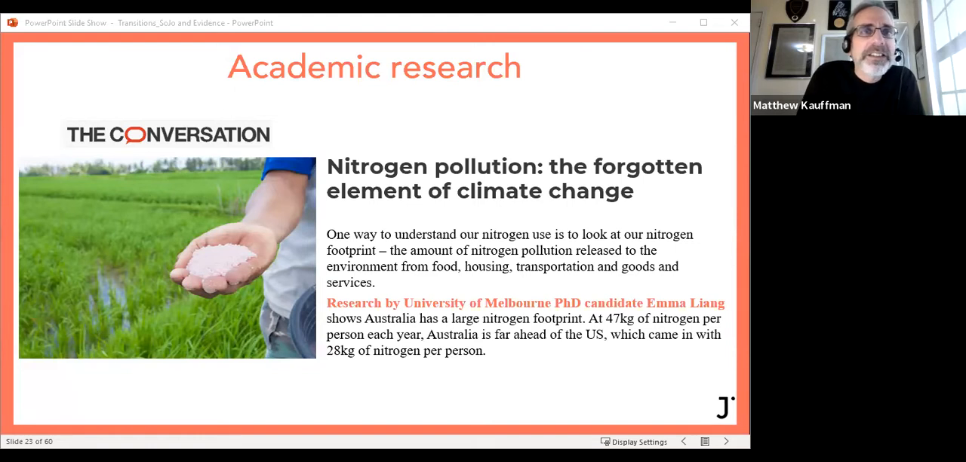So this example here, looking at the nitrogen footprint, right? We all know about the carbon footprint. Apparently, there's an issue with the nitrogen footprint. And here we have research by University of Melbourne PhD candidate Emily Yang. So again, someone has already taken the time to dive into this issue and has put out a report on it. So consider that also as a potential source of valuable data, and also, frankly, expertise, which we'll get into with qualitative data.